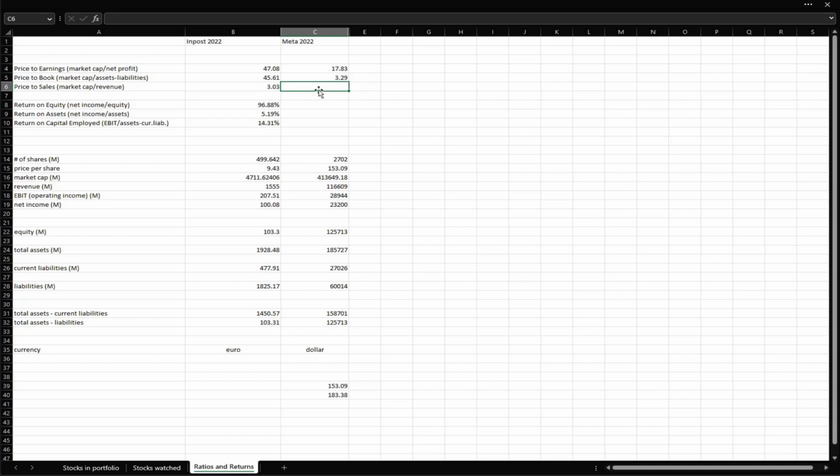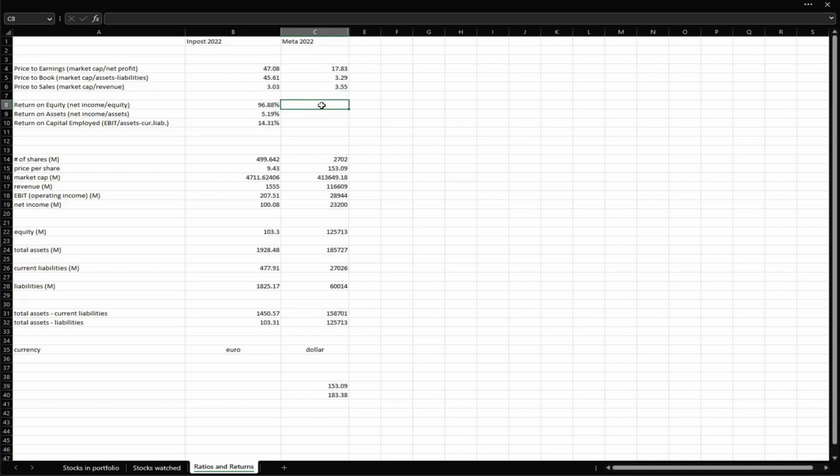Price to sales, that's market cap divided by revenue. So again, market cap divided by revenue, and that gives us price to sales ratio of 3.55. Quite good, comparable to InPost. As you can see, I've done InPost here before.